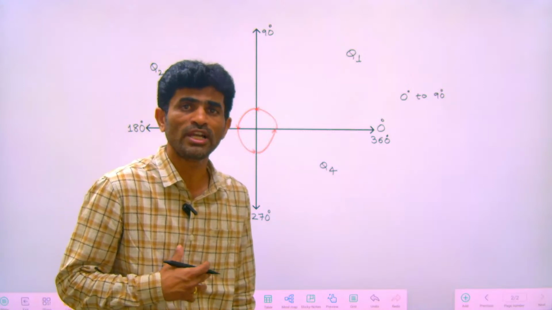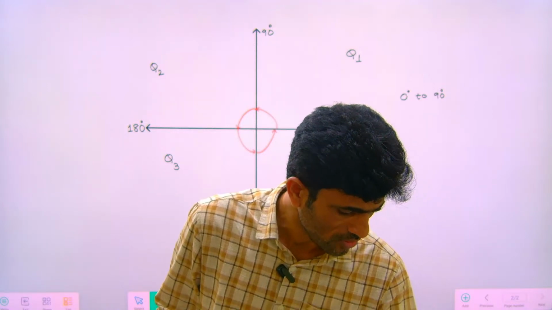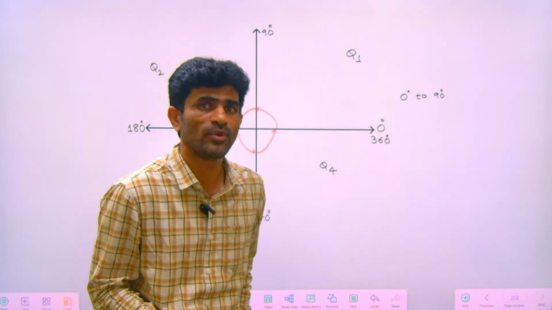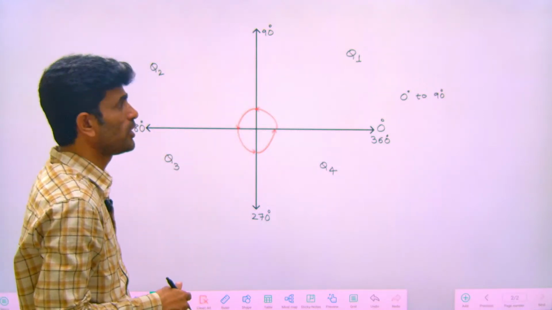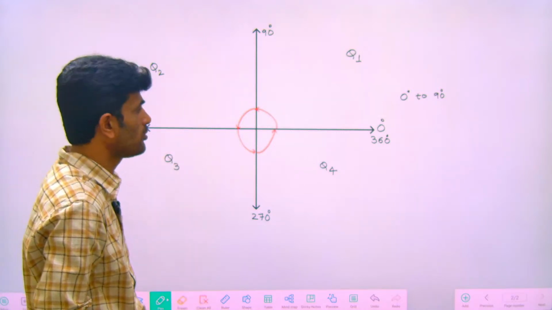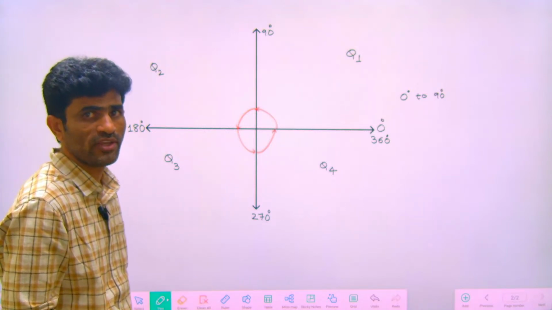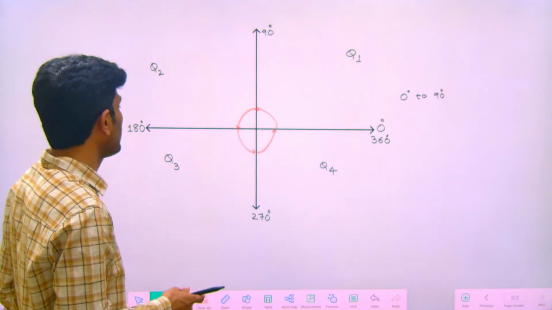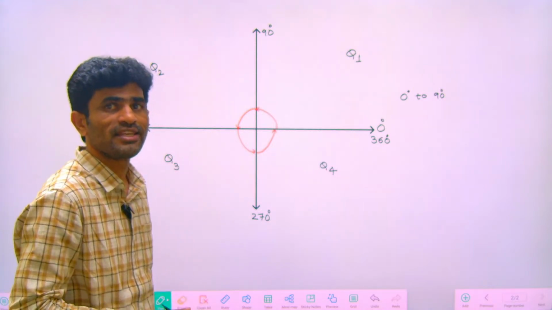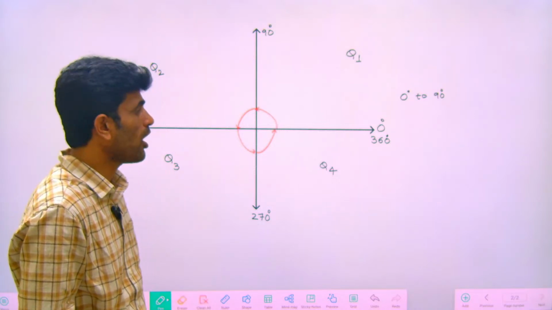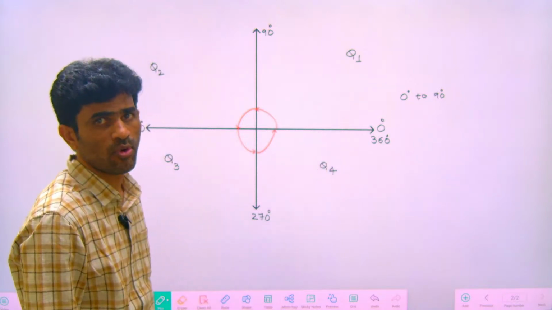Suppose I give you 120 degrees. In which quadrant does 120 degrees lie? Can anyone answer? 120 degrees is between 90 degrees and 180 degrees, so it lies in quadrant 2. You have to remember it. If I give you 225 degrees, 225 degrees lies in quadrant 3. And 300 degrees lies in quadrant 4.